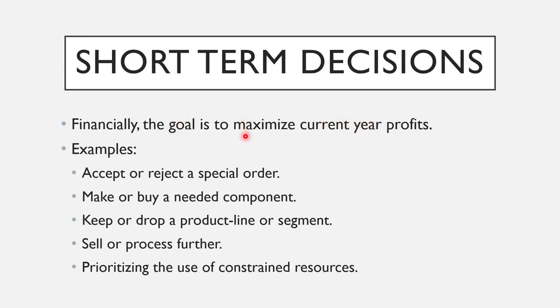Financially, the goal is to just maximize the current year profits. We will apply what we learn in the following types of short-term decisions. Accept or reject a special order. Make or buy a needed component. Keep or drop a product line or segment. Sell or process further, and prioritizing the use of constrained resources.